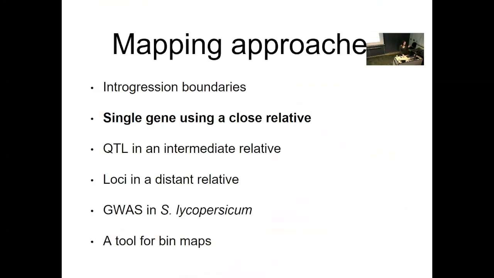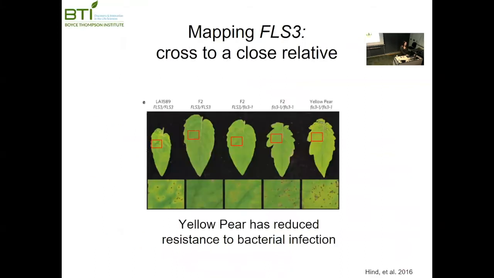Okay, so now I'll talk a bit about mapping a single gene using a mapping population with a close relative to Heinz. So this was some work done by Sarah Hind in Greg Martin's lab. And it was really fortuitous because we had just sequenced yellow pear, and Sarah shows up in my office and says, we just found this interesting phenotype with yellow pear, and I heard you have the sequence. So it got off to a really good start.